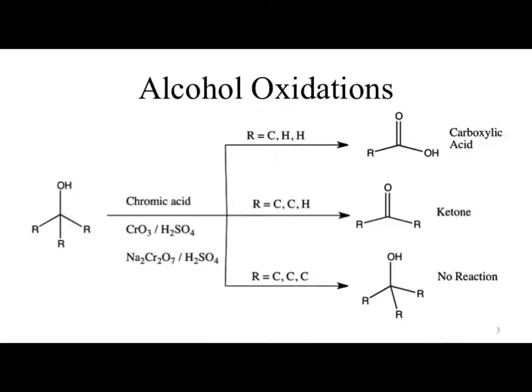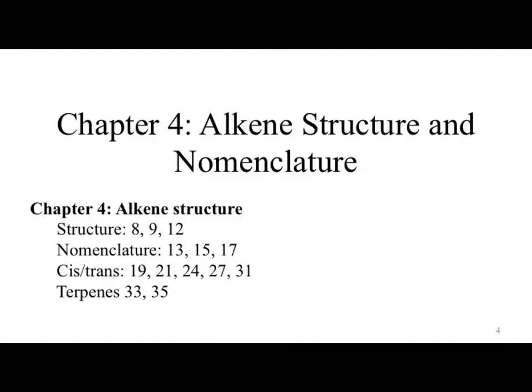So on Thursday, we'll end up moving into chapter 5. Okay? So as far as chapter 4 goes, we're looking at the alkene functional group. What does an alkene look like? Or another name for an alkene?